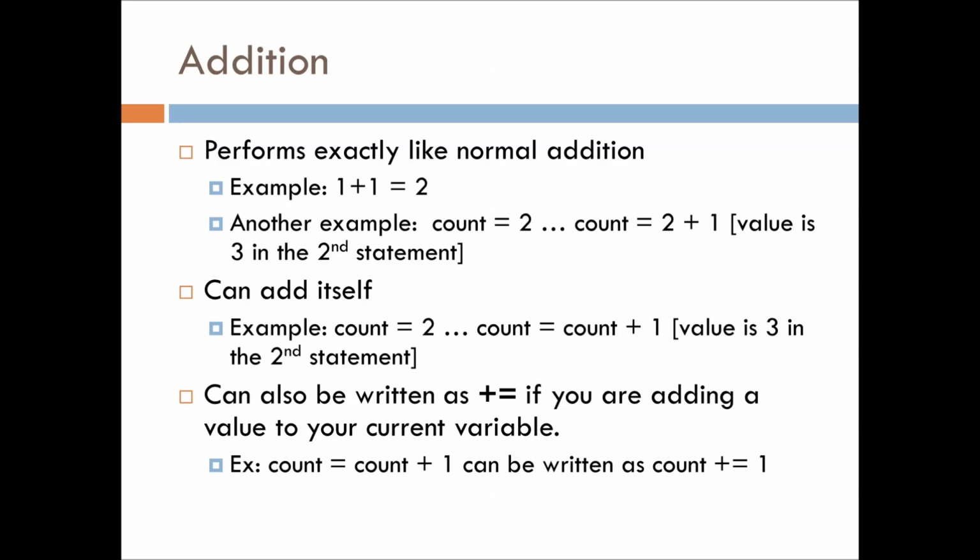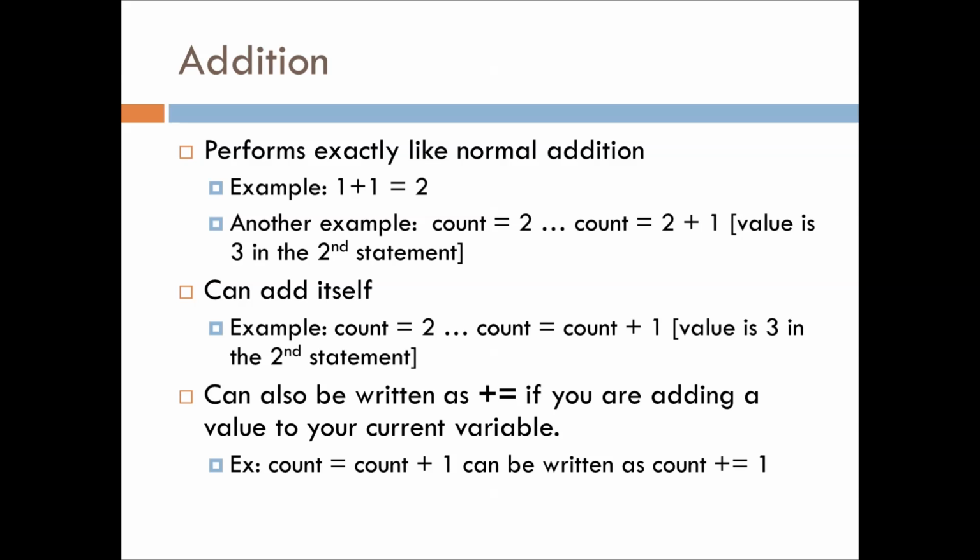So it performs exactly like normal addition. 1 plus 1 equals 2, count equals 2, then you have count equals 2 plus 1, which makes it 3. You can add itself, so you can have your variable equals your variable plus a number, or plus another variable. The example I give here is you set count equal to 2, then you have count equals count plus 1 to make it 3.